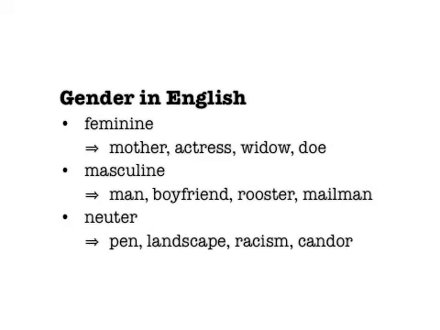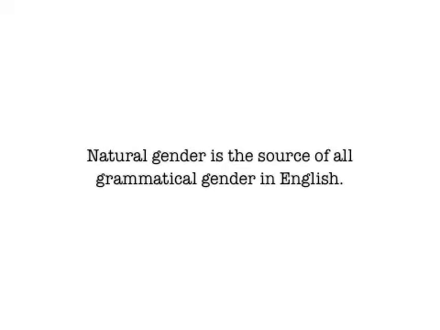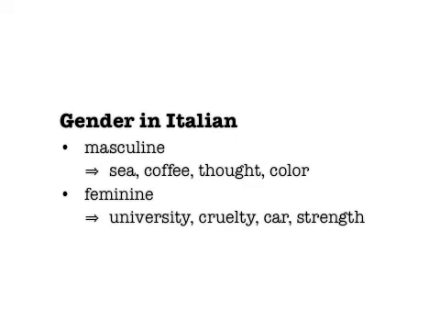The concept of natural gender is simple and very important in English. Natural gender is the property of something being male or female, like your dog, an actress, or an uncle, for example. In English, grammatical gender is determined only by natural gender. Not so in Italian. Italian has only two genders, masculine and feminine. This is a major way that Italian differs from English, and that's why it's important for English speakers to know. The grammatical implications of this are huge because it means that there's no it in Italian. Everything is either masculine or feminine, he or she.